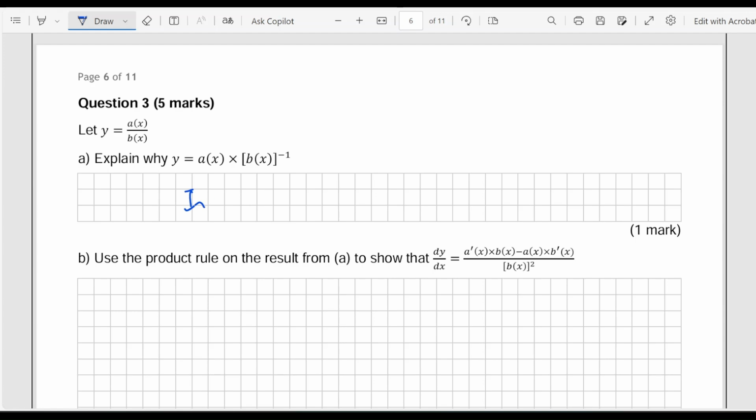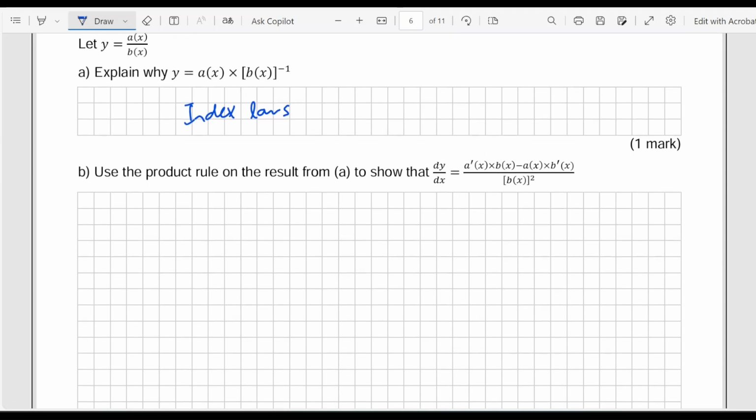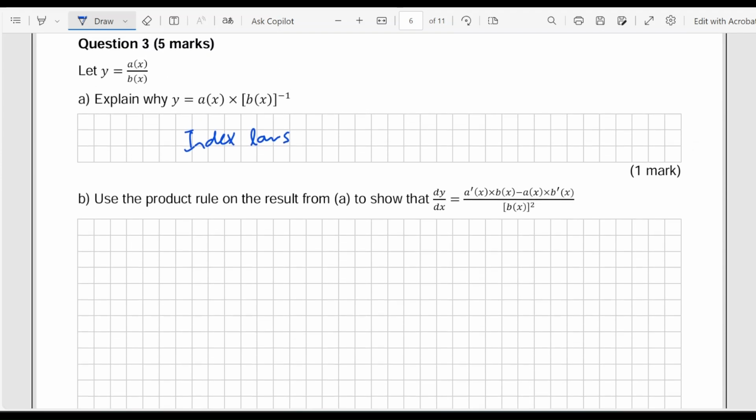Yeah, this next one here, explain why that is that. This is just purely the index laws. That's all I'm looking for there. Use product rule to show that that is true.